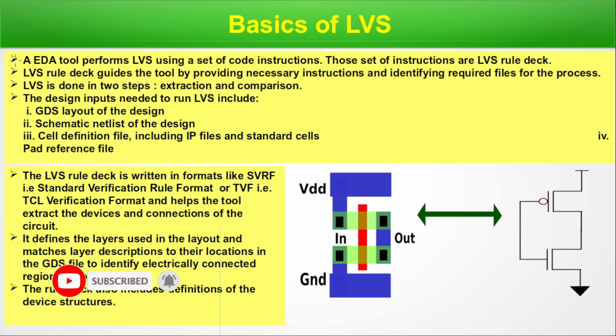An EDA tool performs LVS using a set of code instructions. That set of instructions is the LVS rule deck. The LVS rule deck guides the tool by providing necessary instructions and identifying required files for the process. LVS is done by many proprietary EDA tools from famous EDA vendors. Now we have another tool which is free and open source. We don't have to pay for it. That is NETGEN. So here we will use NETGEN for LVS purposes.